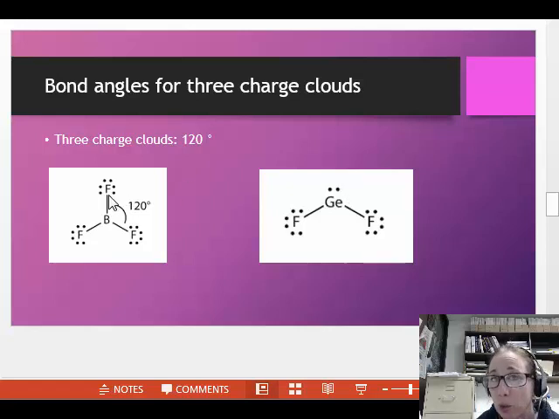The bond angles are 120 degrees, but in germanium difluoride this bond angle is actually slightly less than 120 degrees because lone pair electrons tend to take up more room and repel more than bonding electrons.